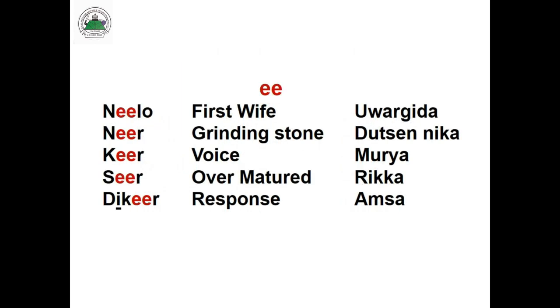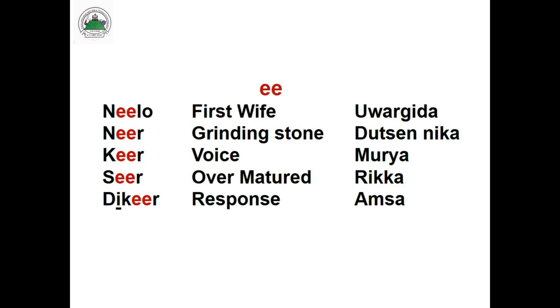Here we have another diphthong of the same vowel, which is again our vowel A, appearing twice in a word. So like we just said, when pronouncing the word, you will kind of drag or sustain your voice as you're making the pronunciation. So the first example there is Nelo. It is pronounced Nelo, which means first wife in English, wargida in Hausa. And the next one is Ner. It is pronounced Ner, which means grinding stone in English, dutse nika in Hausa.